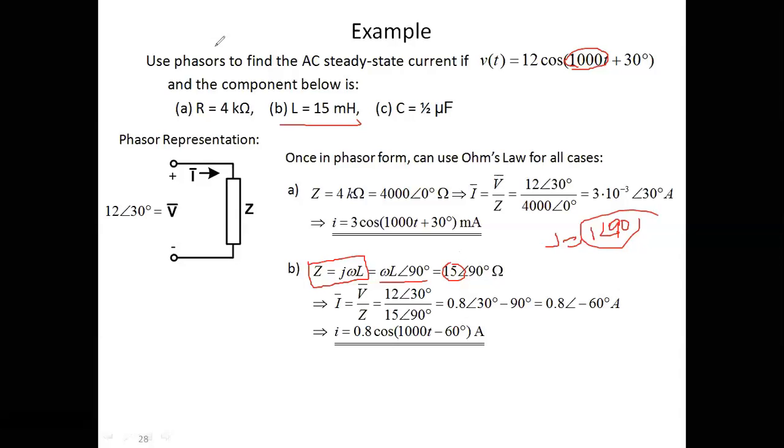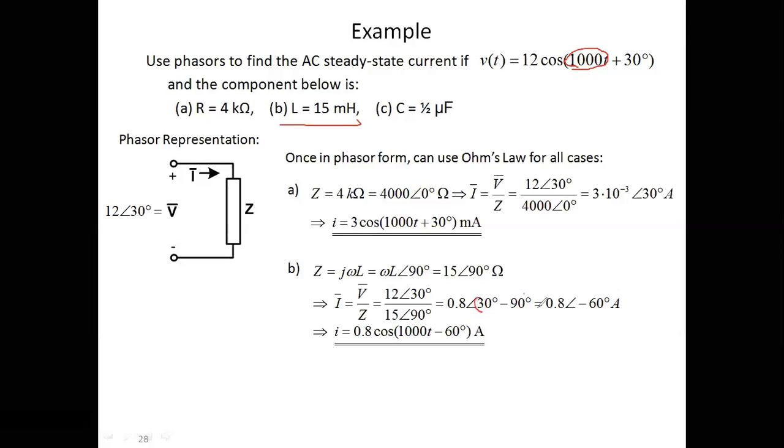Again, what we are looking for is our current. So we can say our current will be equal to the voltage in the phasor representation, or polar representation, divided by our impedance in that same representation. So current will be equal to V divided by Z, and that gives us 12 phase angle of 30 divided by 15 phase angle of 90. 12 over 15 should give us 0.8, which is 4 over 5, that's 0.8 with an angle of 30 minus 90.